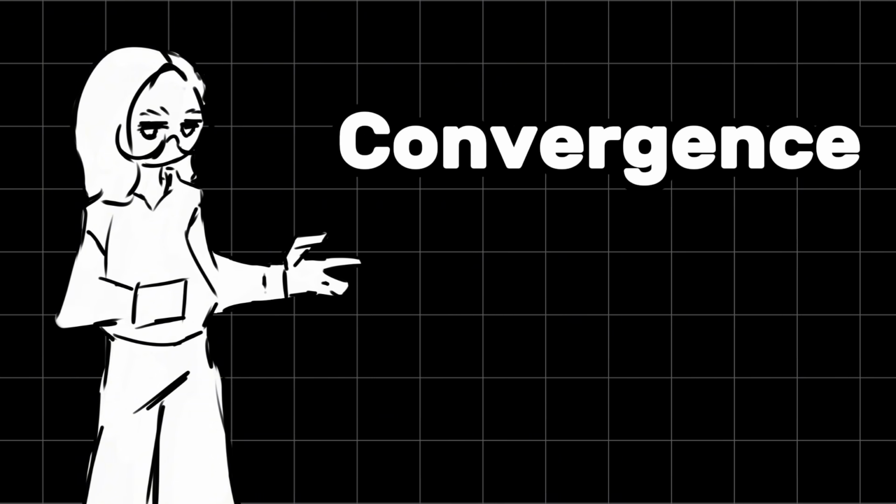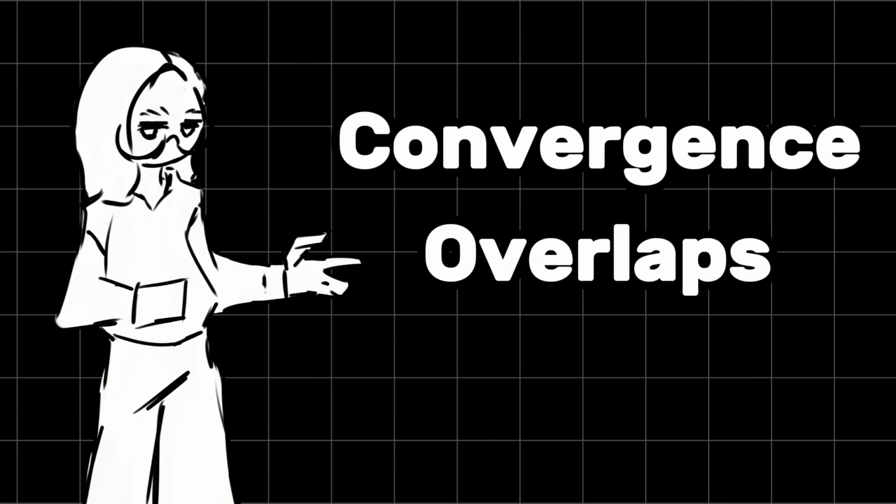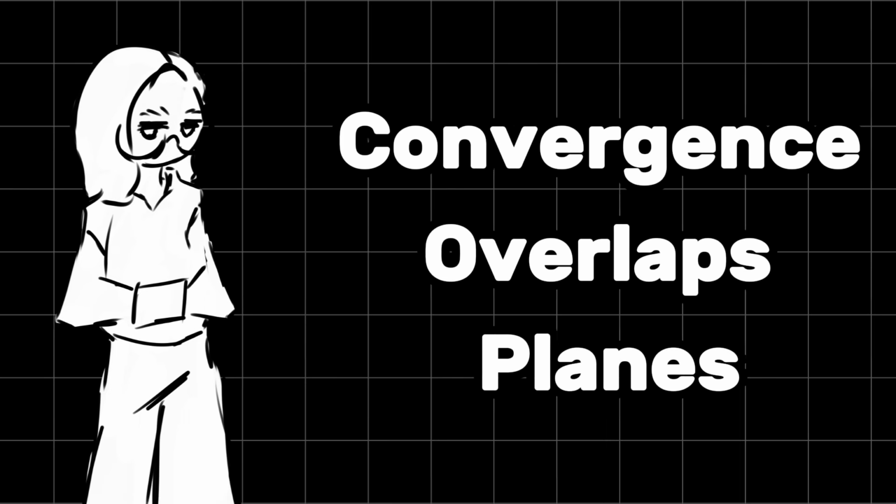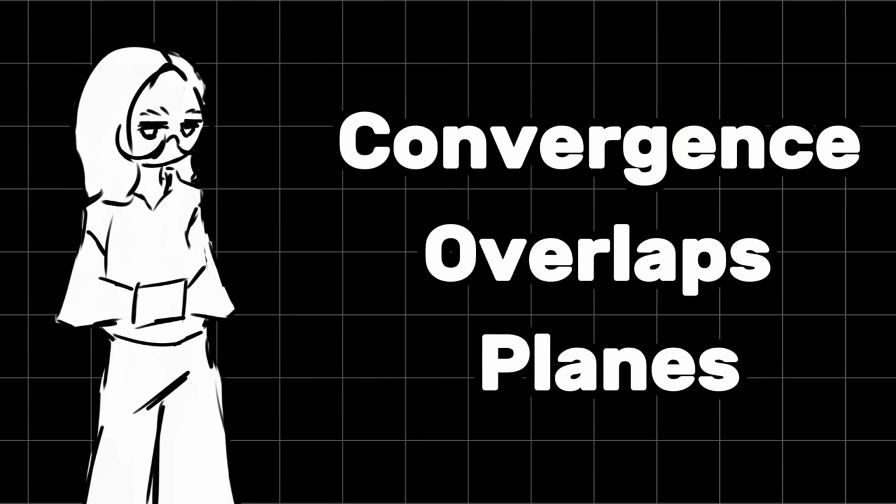There are 3 things you have to understand and be able to apply to draw figures in perspective, which are convergence, overlaps, and planes. Let's examine these individually.